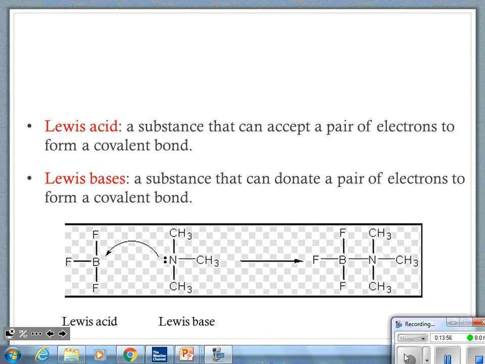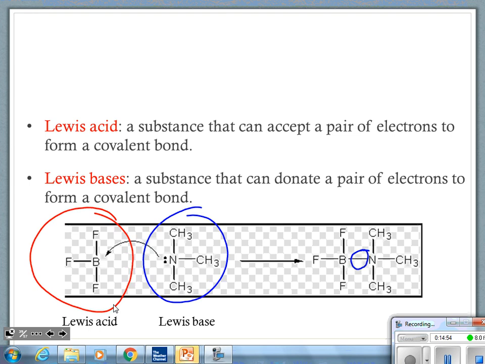So if you look at the difference between our reactant side and our product side here, we have these two things combining together to form a covalent bond. That covalent bond right there. Who is donating the electrons for that covalent bond? Right here. That is what Gilbert Lewis would say is a base. And the substance that has accepted those pairs of electrons is a Lewis acid. So once again, just a different theory.